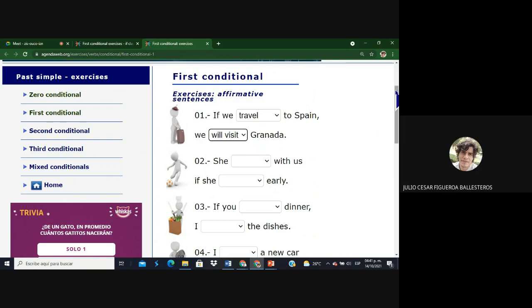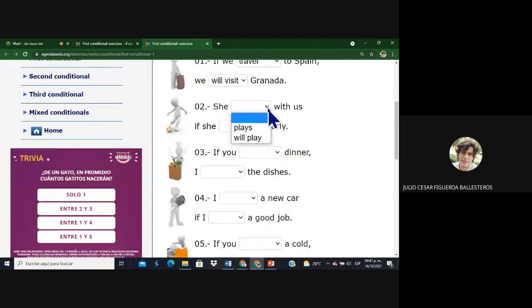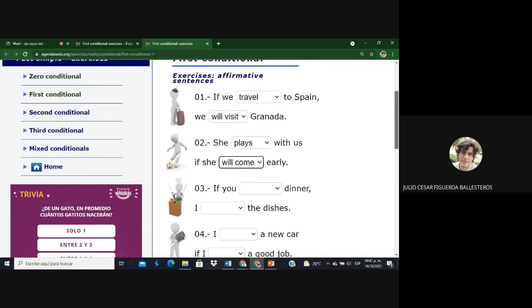Thank you, Jesus. Well, we have the second one. Okay, Diego, come on, it's your turn. She plays with you if she will come early. This sentence is crazy, no? Remember, in some cases we can change the sentences. She will play with us if she comes early. Exactly. Remember, for conditionals, sometimes it's possible to change because the original structure is action then consequence. But if you prefer, you can start with the consequence and finish with the action. You decide. Okay. Very nice.